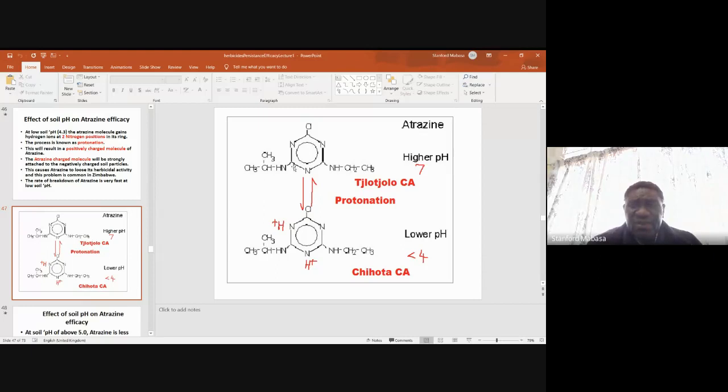Here is an example of atrazine at a higher soil pH of 7. This is Cholocho communal area, where atrazine can be very efficient in killing weeds. In Chota communal area, with a pH of less than 4, atrazine may fail to kill weeds.